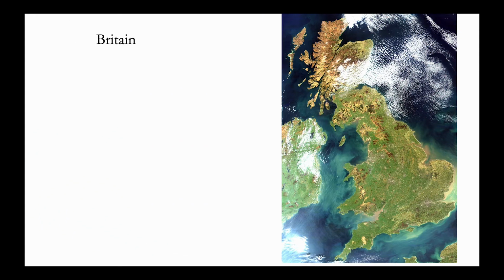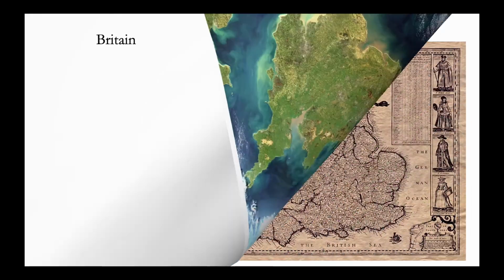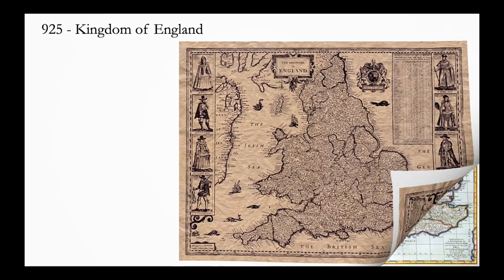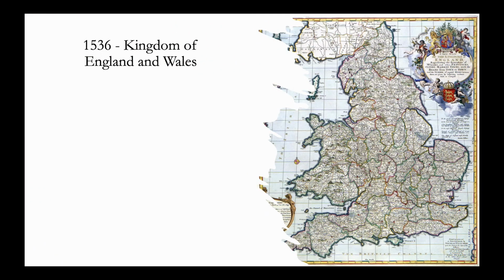Great Britain is a geographic term which refers to the island known as Britain. The Kingdom of England was established in about 925 AD. In 1536, the Kingdom of England and Wales was created by a bill enacted by King Henry VIII, which effectively made England and Wales the same country and governed by the same laws.